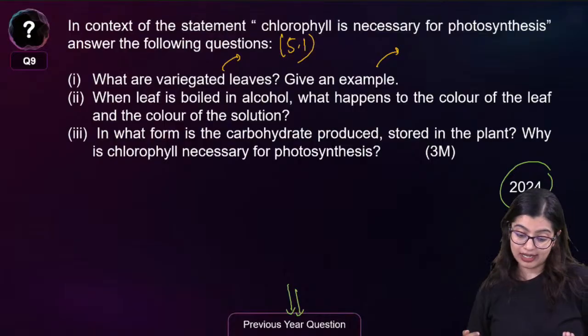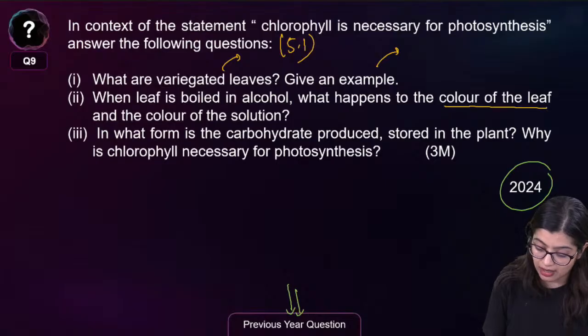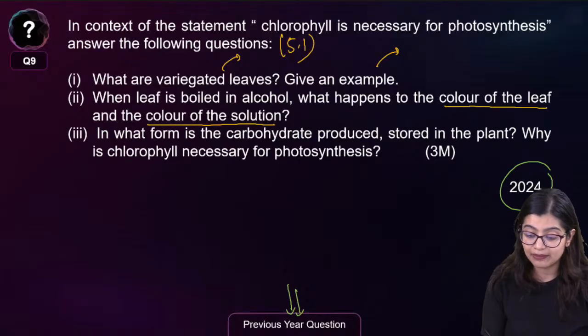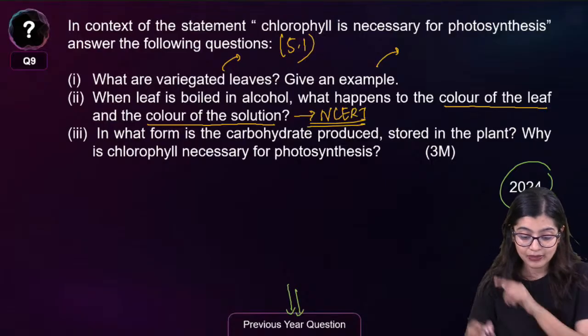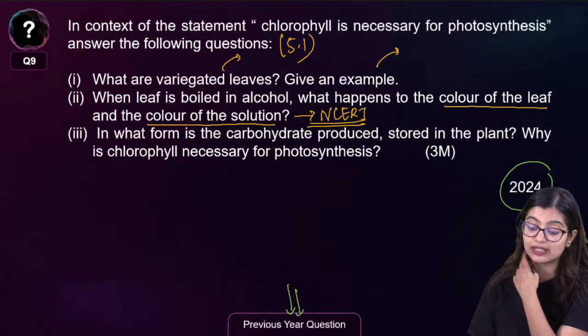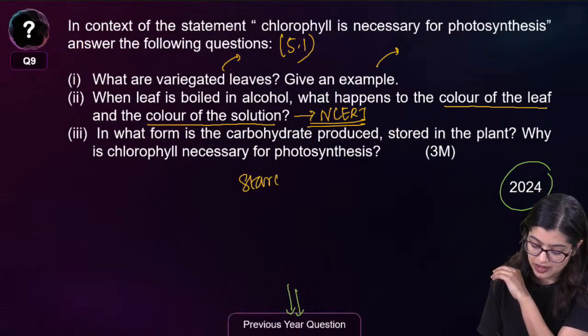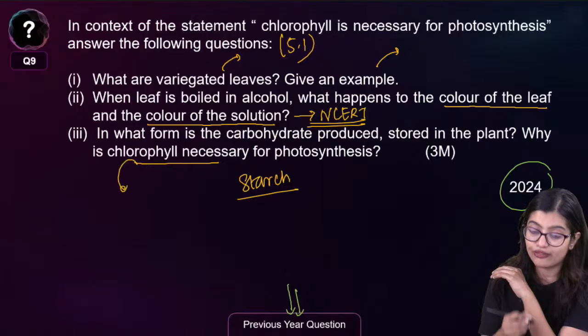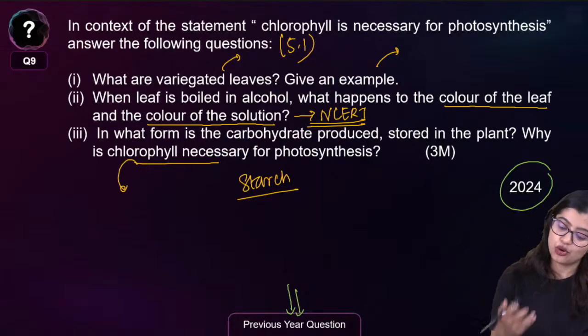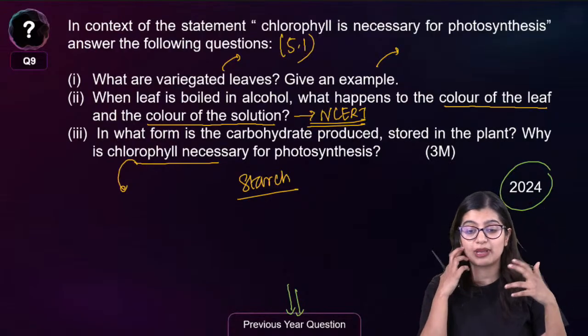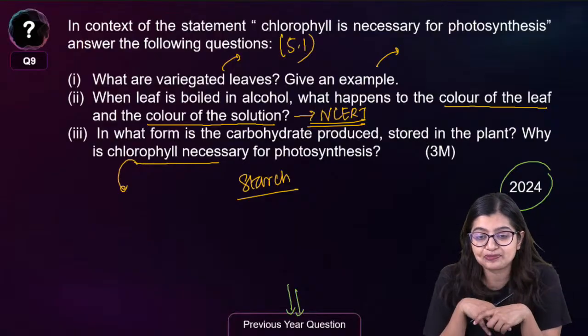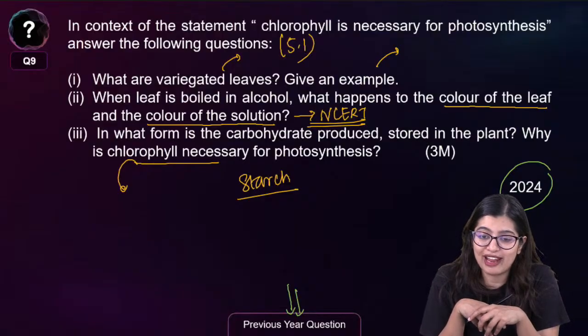Next, when a leaf is boiled in alcohol, what happens to the color of the leaf and the color of the solution? Exactly from your NCERT. It has come directly. Last bit, in what form is carbohydrate stored in the plant? It is stored in the form of starch. Why is chlorophyll essential for photosynthesis? You should be able to give me the answer to this. Very good, all of you. Awesome.